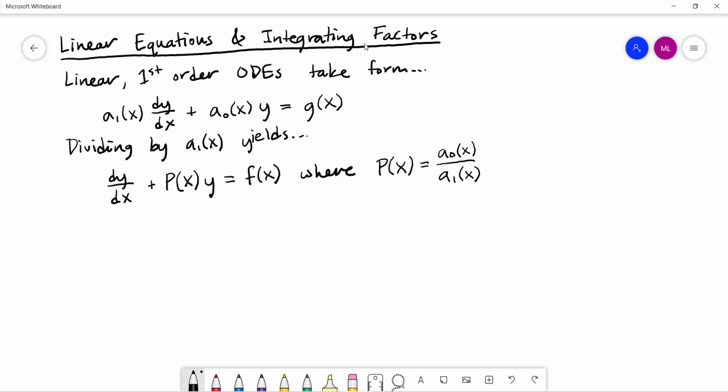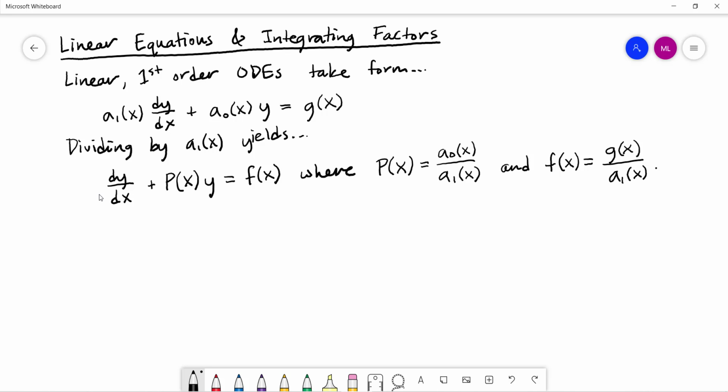And similarly, the thing I'm now calling f of x is what I get if I take the old g of x and divide it by a1 of x. So it's just, again, some new function of x. So in general, you can always write a linear first-order differential equation in this form where the leading coefficient is 1. And that's going to make life a little bit easier. This is sort of as generic as you can get. This is a linear first-order differential equation, and this is the starting point I want to work with.